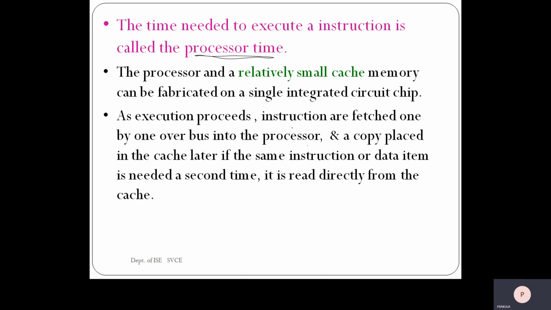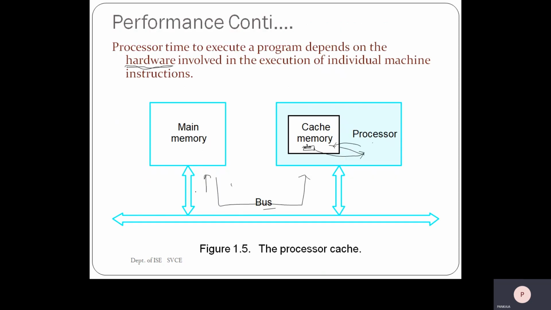As the execution proceeds, instructions are fetched one by one over a bus into the processor. A copy is placed in the cache. Later, if the same instruction or data item is needed a second time, it is read directly from the cache memory. Think about what type of data the processor may request again, the same instruction or data. For example, take a looping statement. Depending on the condition given, the same set of instructions may be executed repeatedly.